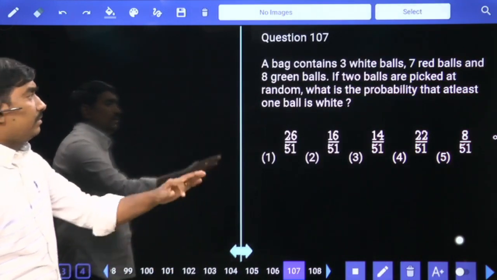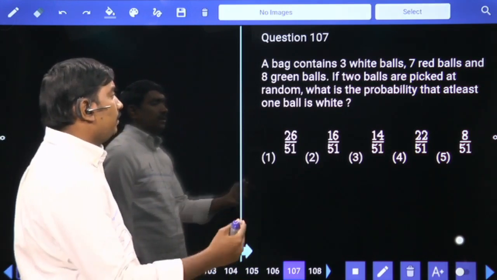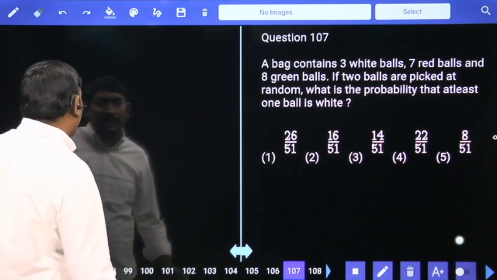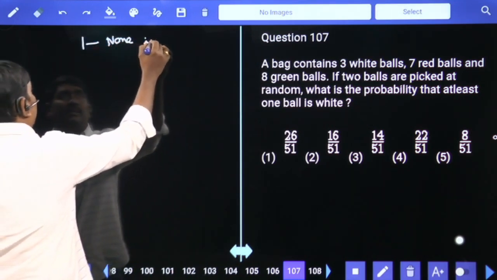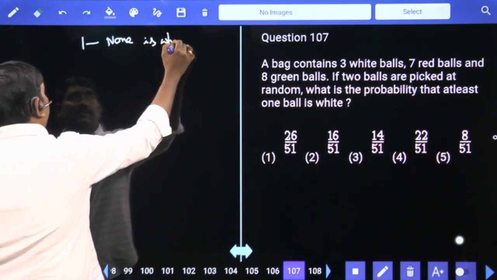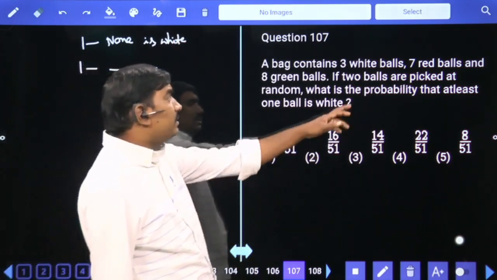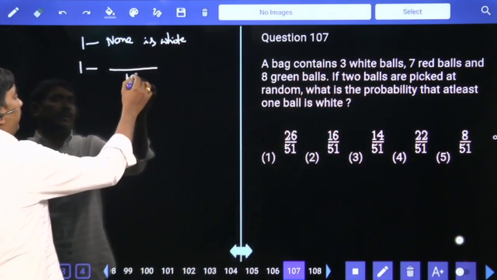A bag contains 3 white balls, 7 red balls, 8 green balls. 2 balls are picked at random. What is the probability that at least 1 ball is white? Whenever they ask to calculate at least, it means 1 minus none is white. So 1 minus. Total I am having 7 plus 3 plus 8, 18 balls. 2 balls are picked at random.